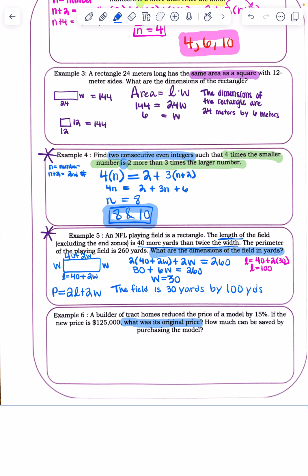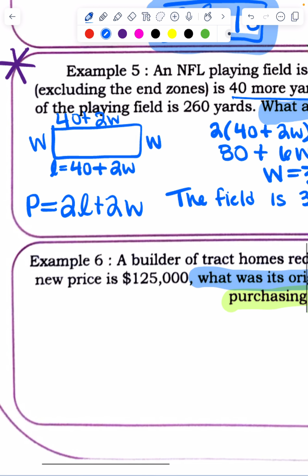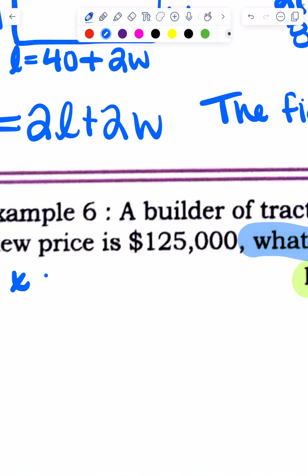We don't want to worry about what I'm highlighting in green just yet because we don't actually know the original price yet. So a builder of a tract home reduced the price of the model by 15%. So let's just say that my price is, because we don't know my price, right? This is the original price. Okay, X is my original price.